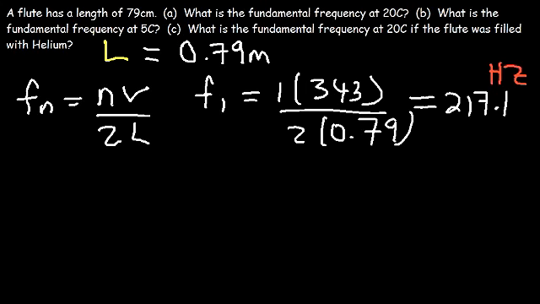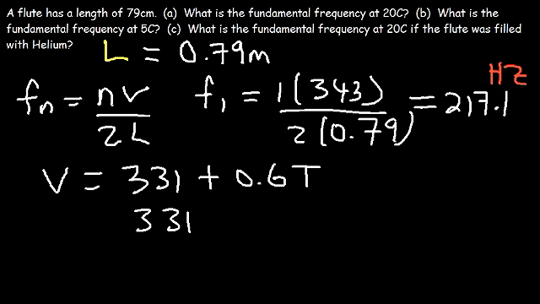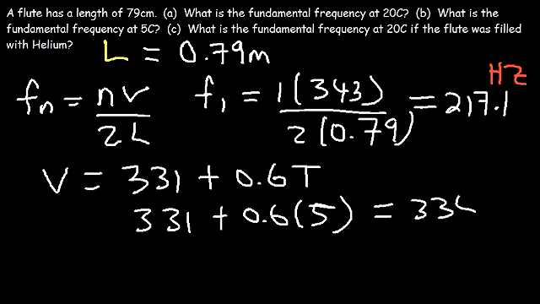Now what about part B? What if the temperature is decreased to 5 degrees Celsius? So what would be the fundamental frequency of this cold flute? So the speed is going to change. The speed is dependent on the temperature. As mentioned before, the speed is 331 plus 0.6 times t. So 331 plus 0.6 times 5. That's about 334 meters per second.